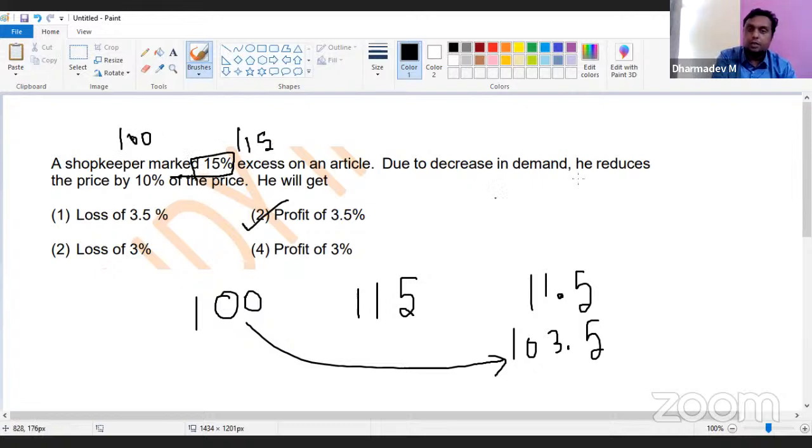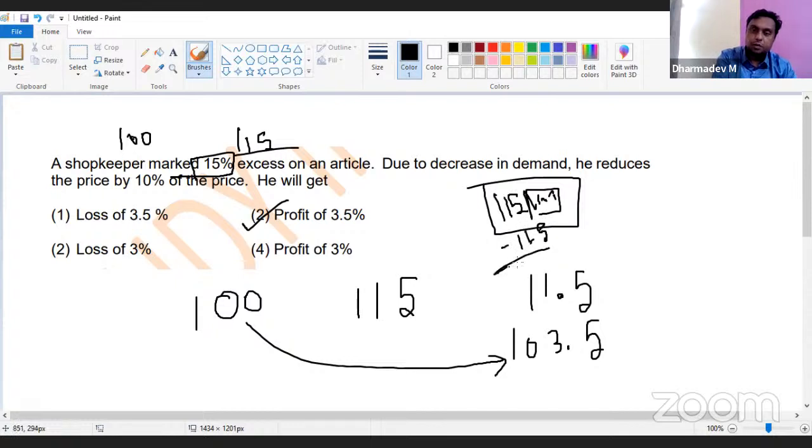I hope you remember what is called mark price. The labeling. Okay, so we don't know the exact price. So he is very sure he has made 15% profit. So we are taking it as 115. Reduced it by 11.5, so that it is 103.5. And when it is 103.5, then overall he is making a profit of 3.5. Is that clear? Can we go with the next one?